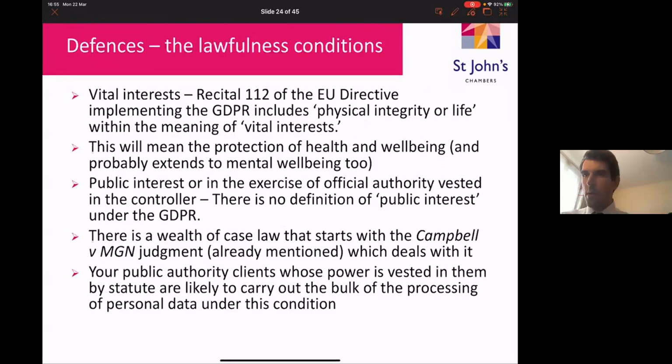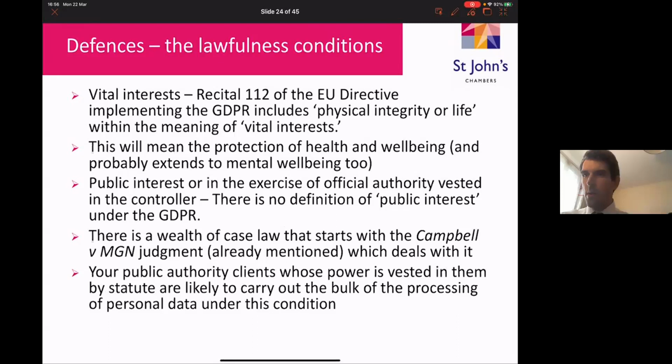Other lawfulness conditions, vital interests. Now, this along with public interest and indeed legitimate interests, are important terms which the GDPR doesn't define. But Recital 112 to the EU directive which implemented it says that vital interests means or includes physical integrity or life. And that, in my view, means that vital interest probably means the protection of health and well-being, and it probably extends to mental well-being too.